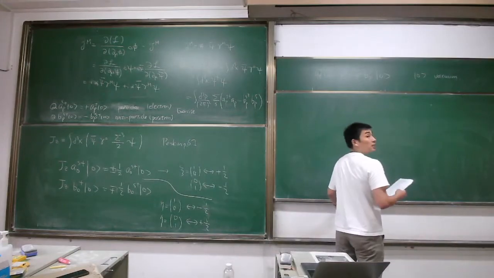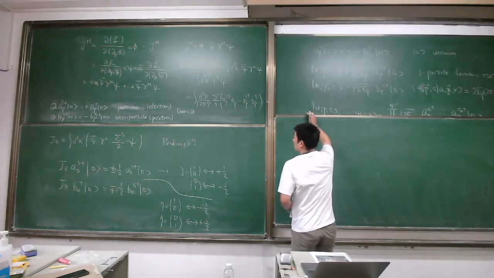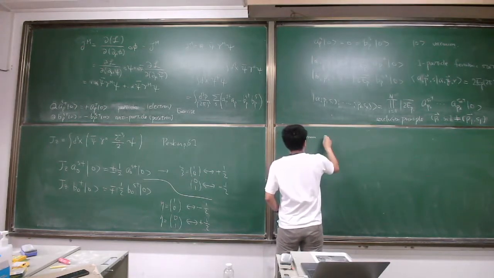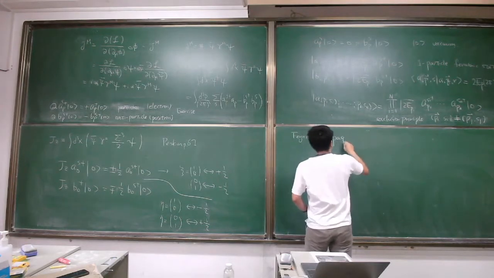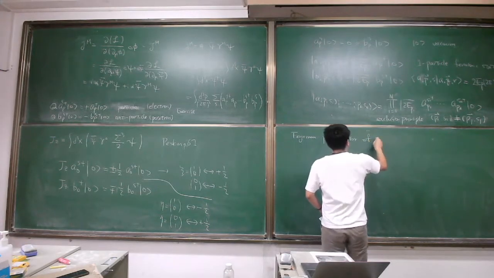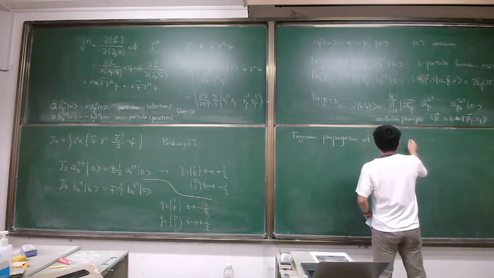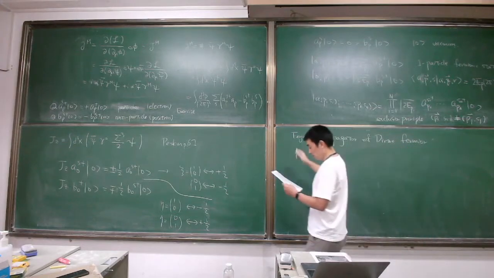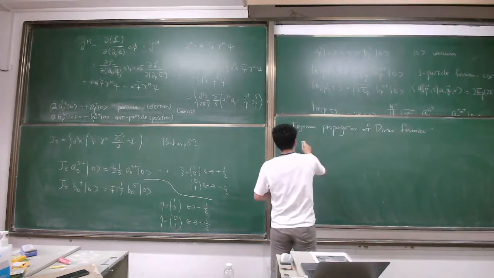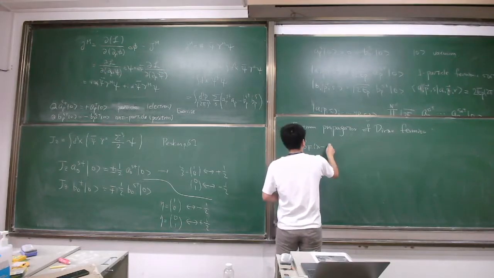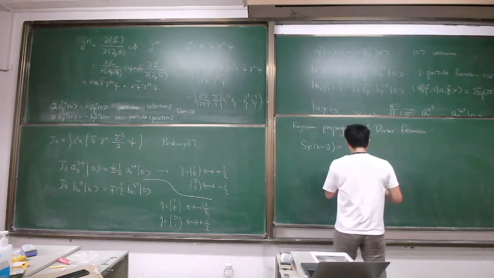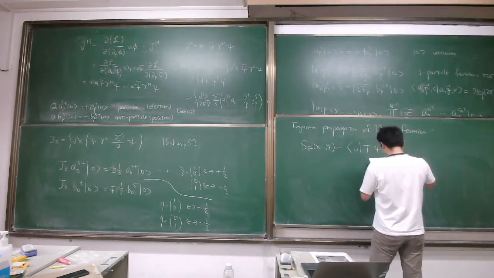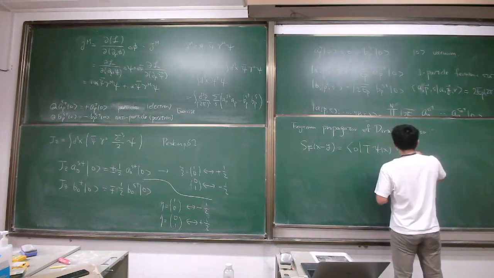Okay, so now finally I'm going to introduce the so-called Feynman propagator, the propagator of Dirac theory, Dirac fermion. So we will do the same thing. Instead of D, I use S for the Dirac theory propagator. So we just consider the time ordered 2-point function.